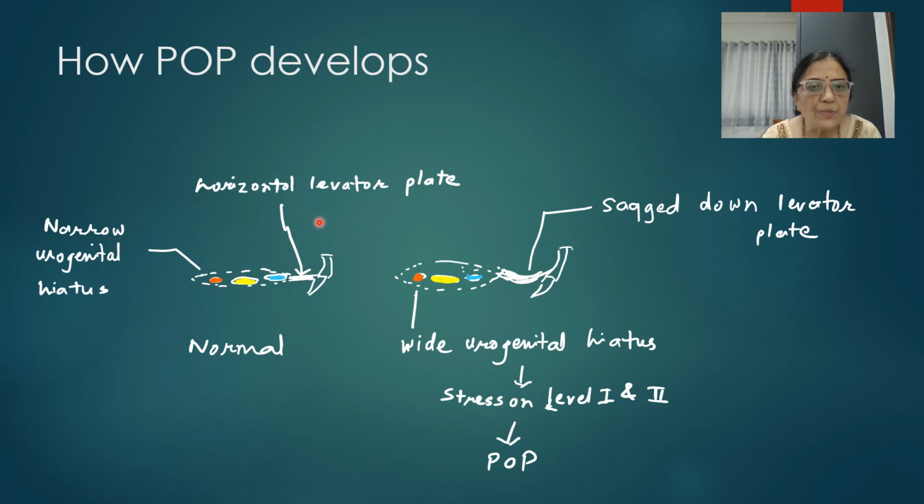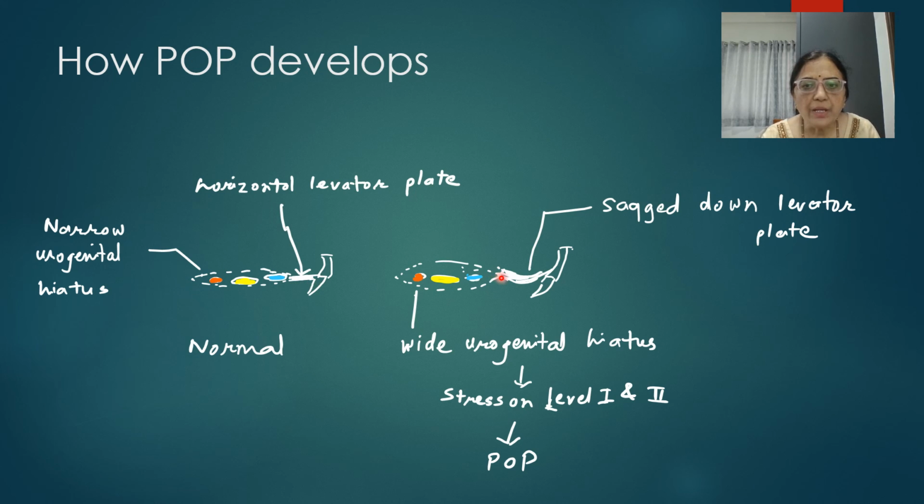So how POP develops: the levator plate is normally horizontal, and these are the three structures piercing the levator hiatus: the urethra, the vagina, and the anorectal canal. Posterior most is the anorectal canal, then the vagina, and then the urethra. These three pierce the pelvic diaphragm, and behind the rectum we have the horizontally placed levator plate.